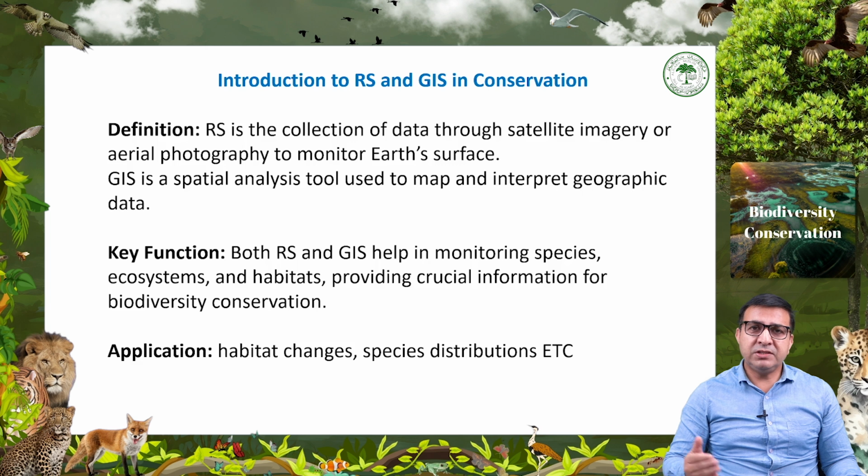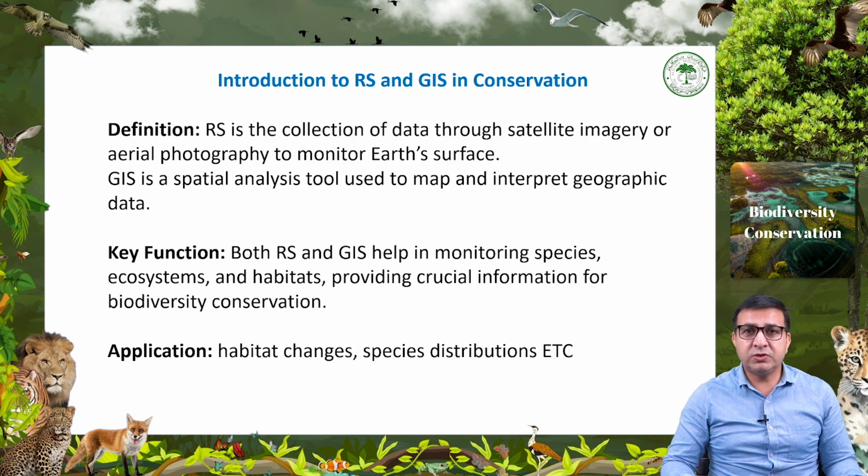We can say combining these two technologies provides a powerful toolset for monitoring biodiversity and assessing ecosystem health, supporting evidence-based conservation strategies. Let's discuss some of the applications. These include identifying change in land use and habitat loss over time. We can also map species distribution and habitat suitability to prioritize conservation efforts, and we can also evaluate and plan different conservation strategies according to demand.